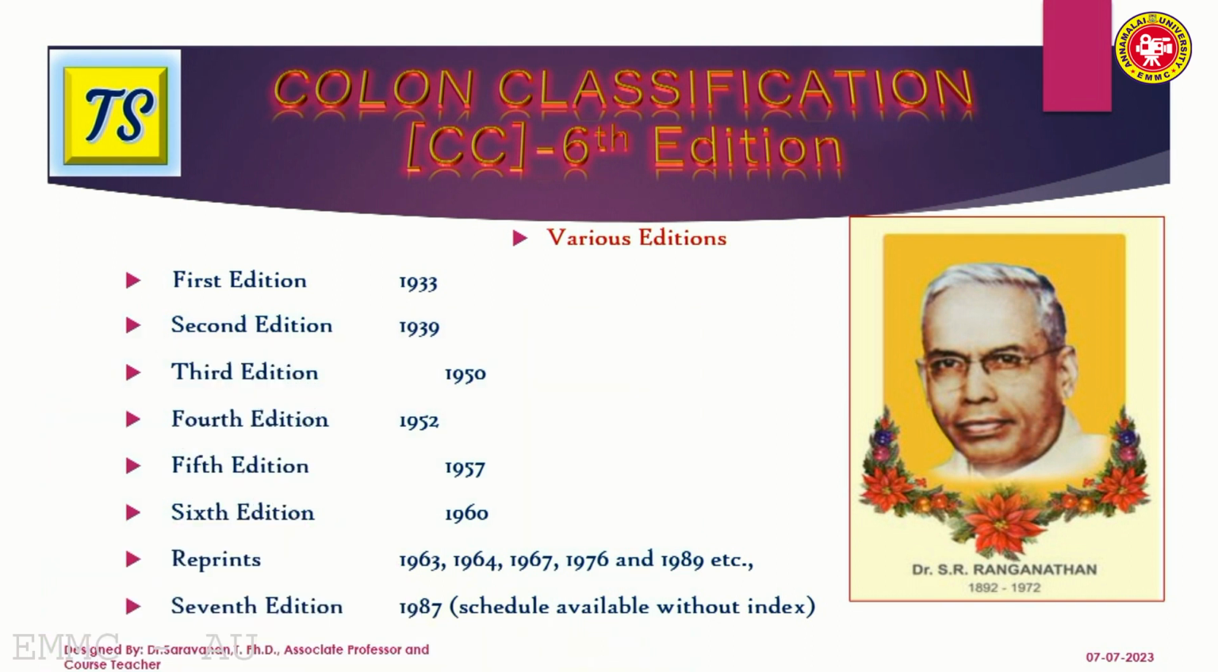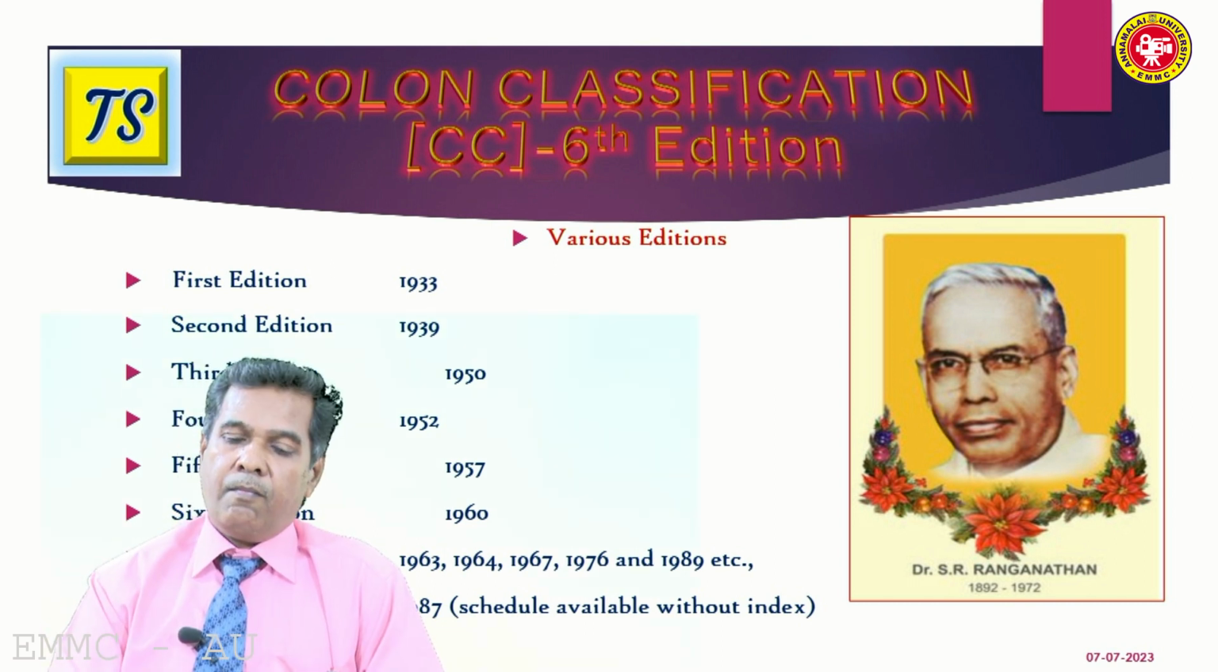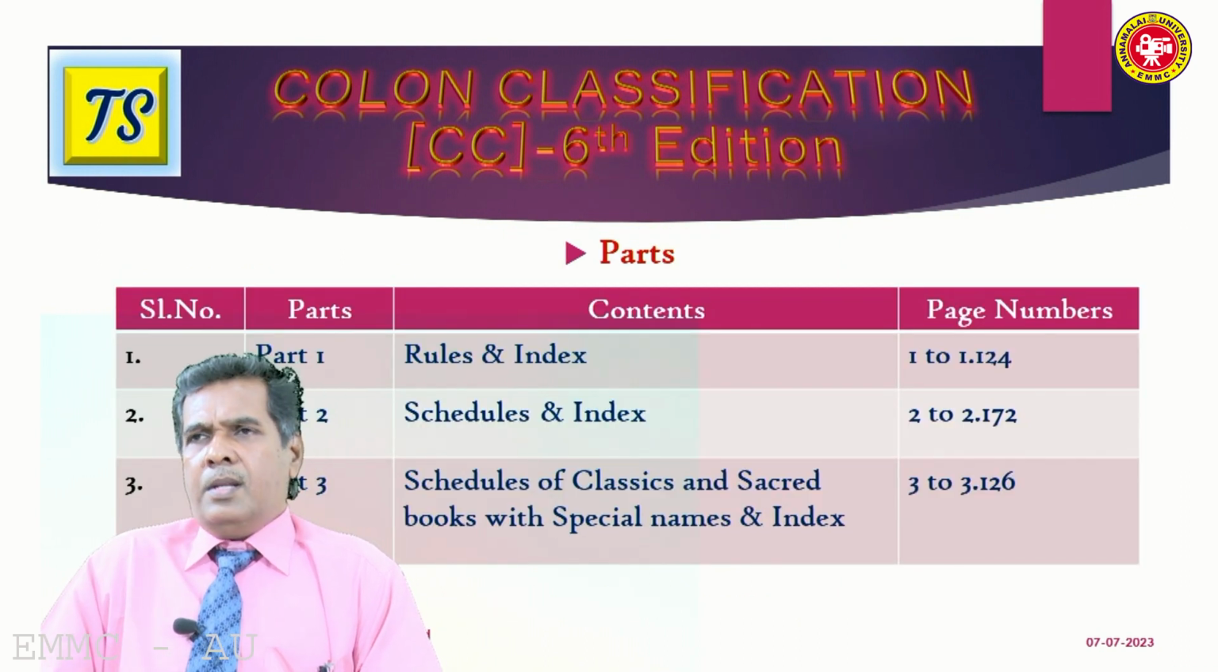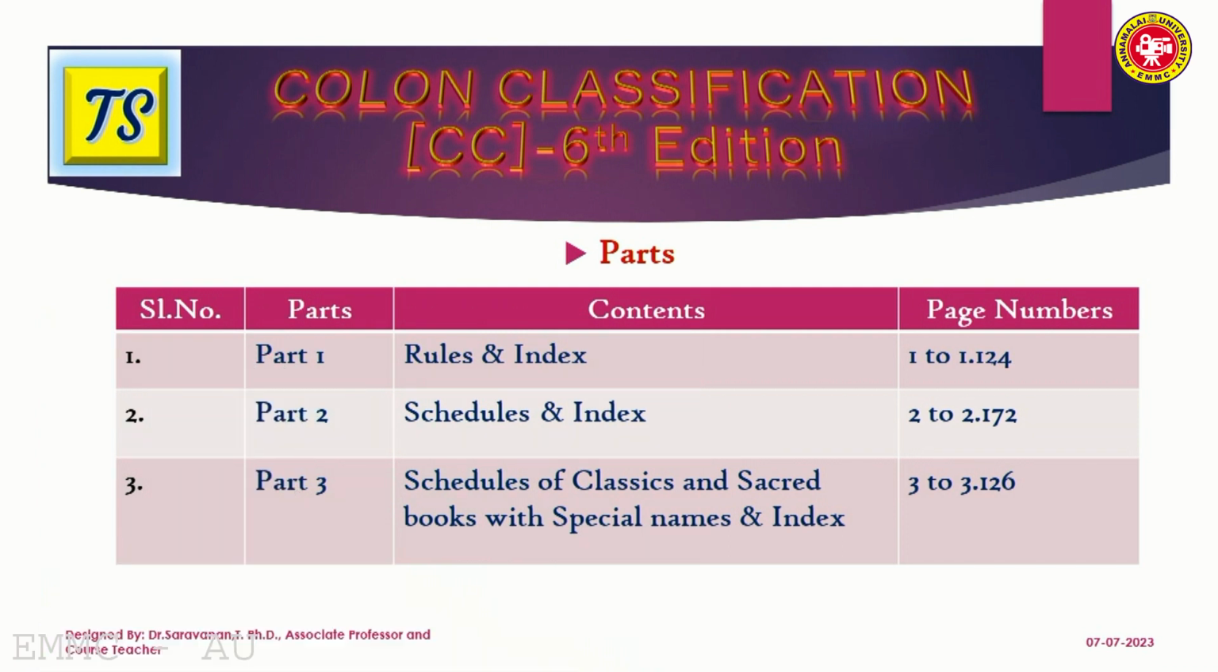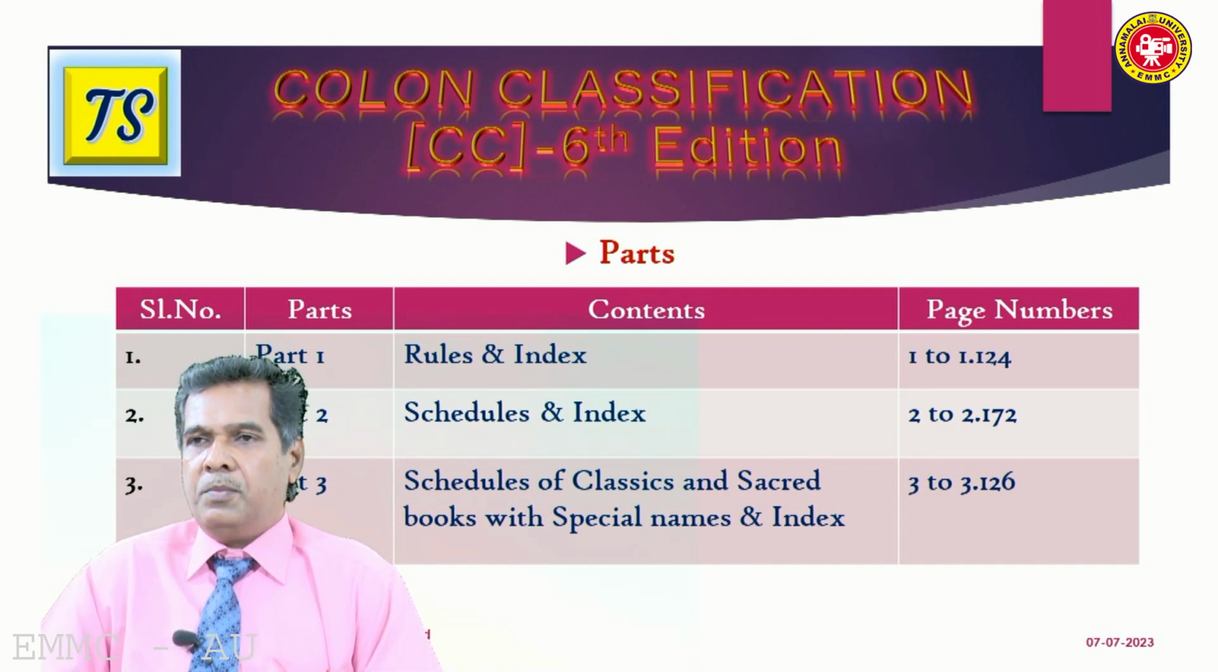So, the various editions developed by Ranganathan are screened here. From 1933 onwards, he started to release the editions, and in 1987 the 7th edition was released. However, the 6th edition released in 1960 is in use for practice purposes. The colon classification schedule includes 3 parts. Part 1 covers rules and index, part 2 covers schedules and index, and part 3 covers schedules of classics and sacred books with the special names and index. The page numbers are available there.